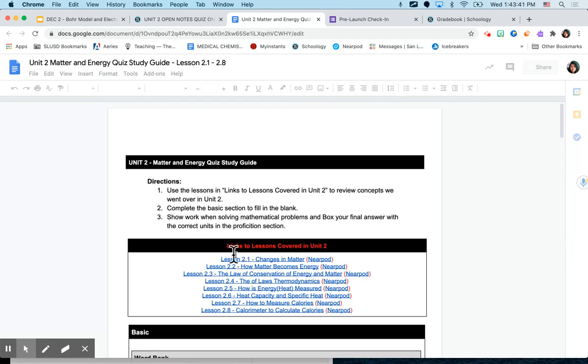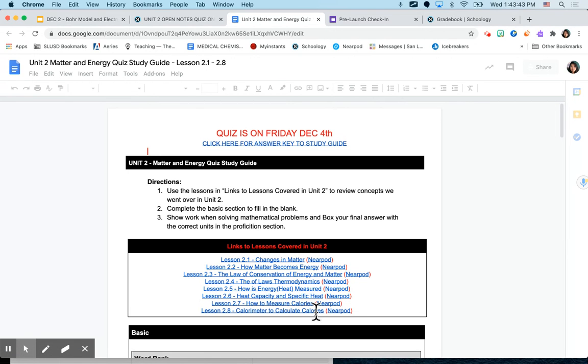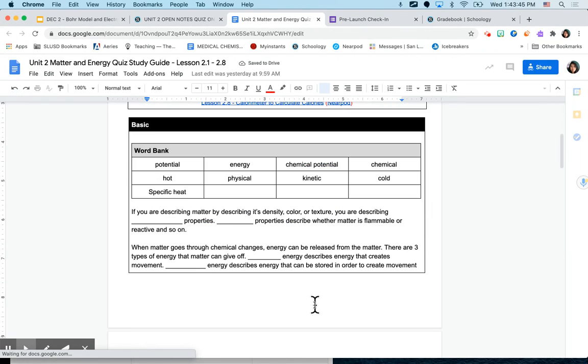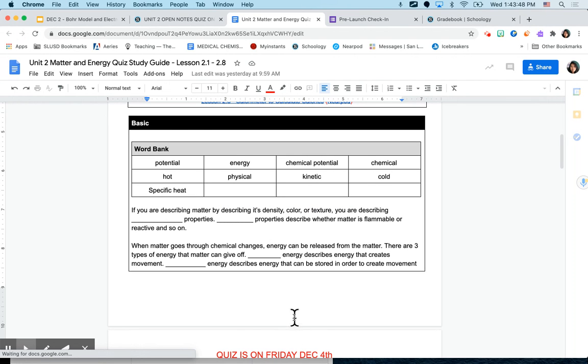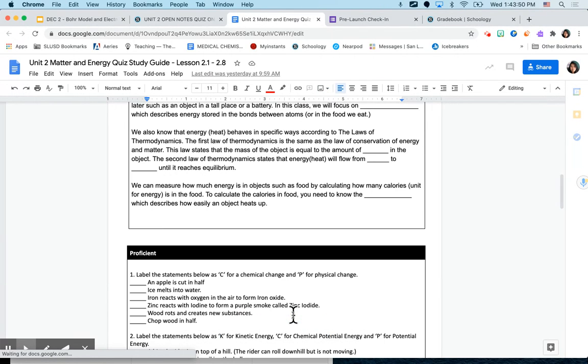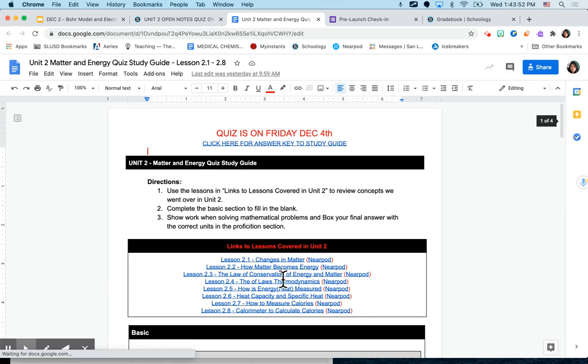All of the Nearpod lessons we've covered in the past are listed before. Below is what your quiz will look like in terms of practice problems. And if you click at the very top of the document where it says click here for answer key to study guide, you will find a link to the answer key.